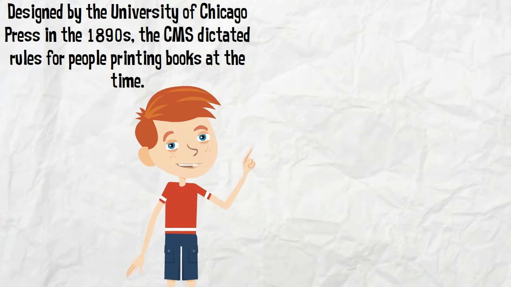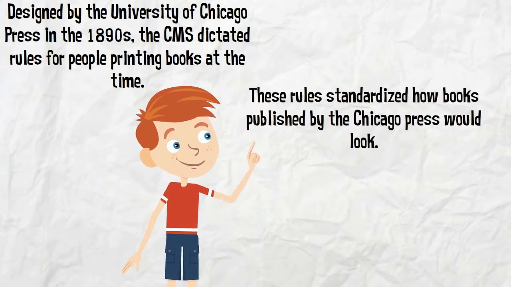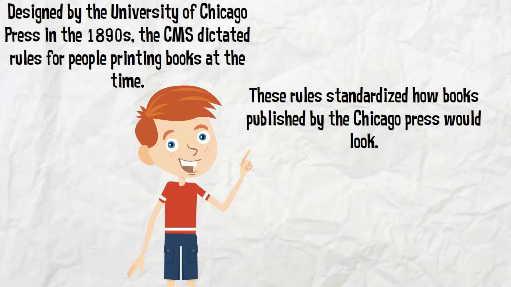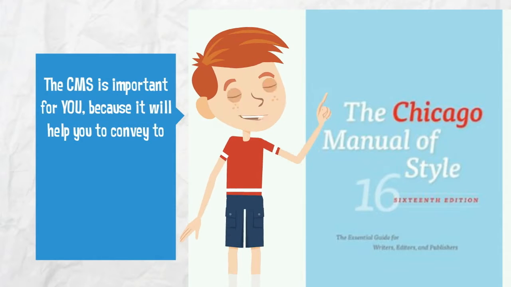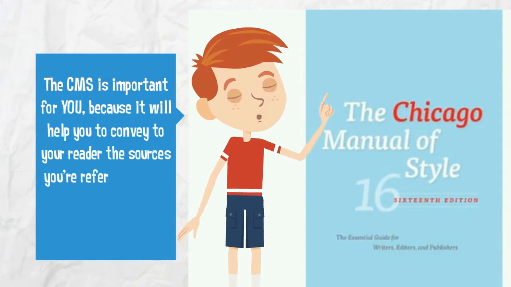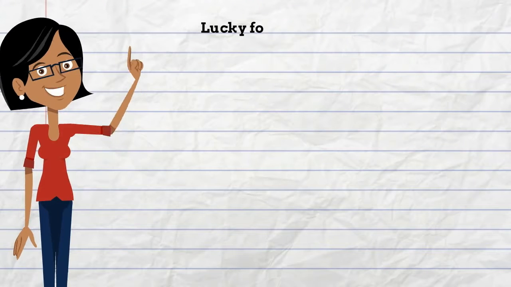Designed by the University of Chicago Press in the 1890s, the CMS dictated the rules for people printing books at the time. These rules standardized how books published by the Chicago Press would look. CMS is important for you because it will help you to convey to your reader the sources you're referencing in a quick, clear, professional manner. Lucky for you!